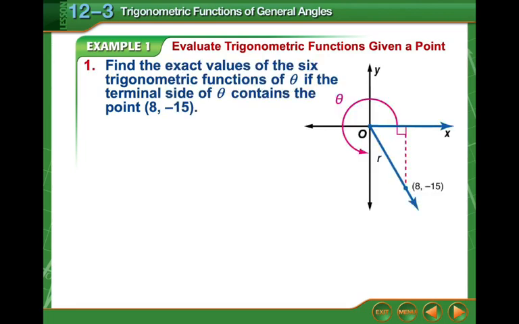So here we have our point that's on the line. We need to figure out what r is. So that way we can then come up with the different values for the 6 trig functions. So r is just going to be the square root of 8 squared plus negative 15 squared. 8 squared is 64. Negative or positive 15 squared is 225. When you add those up, you get 289, and the square root of 289 is 17. So r is 17 for us, x is 8, y is negative 15.